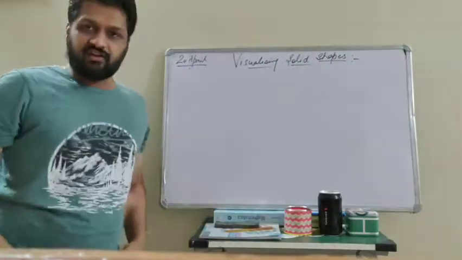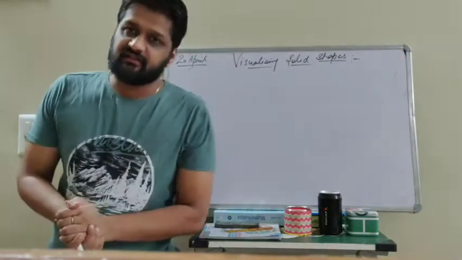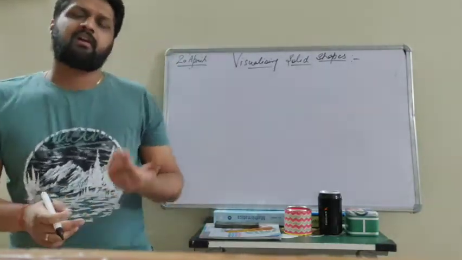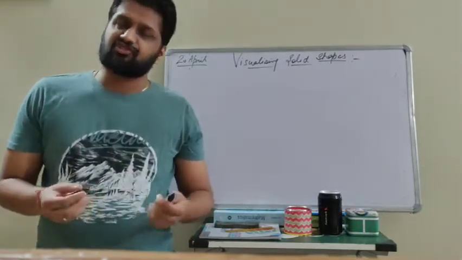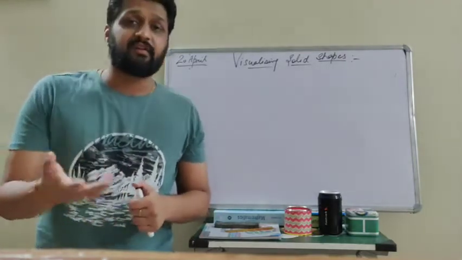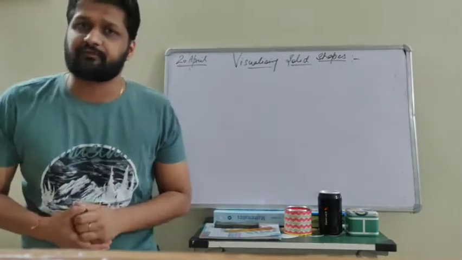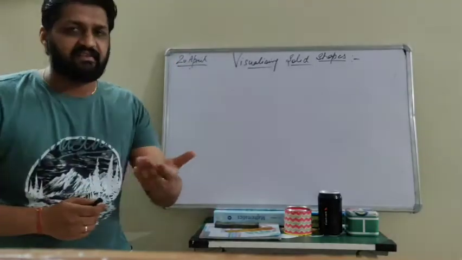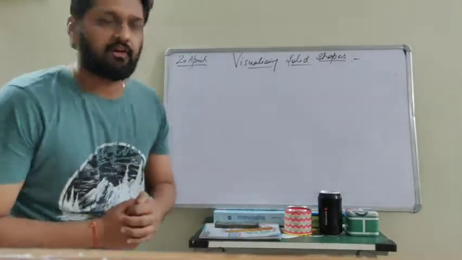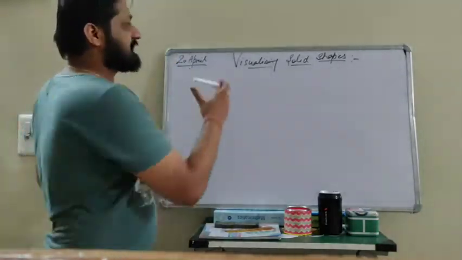Visualizing solid shapes. The name of the chapter is visualizing solid shapes. And before that, let's discuss that we have already taken the test of two chapters, that is rational numbers and square and the square roots. And in the coming week, we will take either the test of exponents and powers or cubes and cube roots. That we will discuss later on. Now, let's discuss the chapter.